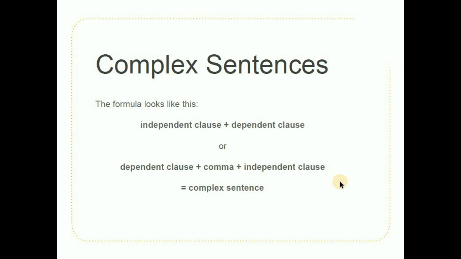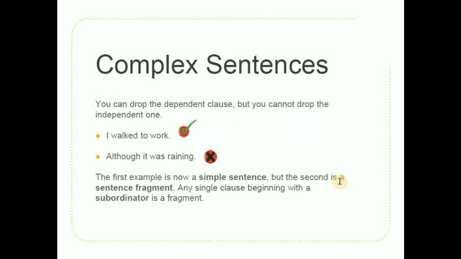If you were to write down a formula of how to write a complex sentence, it would look like this. Independent plus dependent clause, or dependent clause, comma, independent clause. It is important to note that we can alter this sentence, we can edit it, but we cannot delete the independent clause and leave the dependent clause standing alone. As we saw earlier, this would be a sentence fragment.